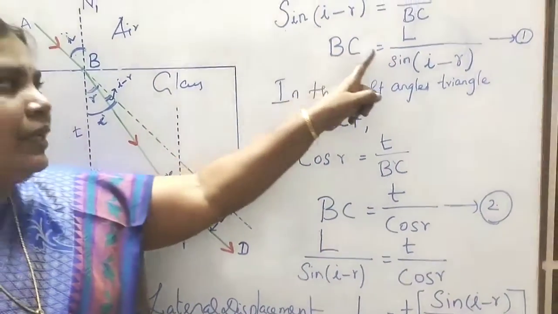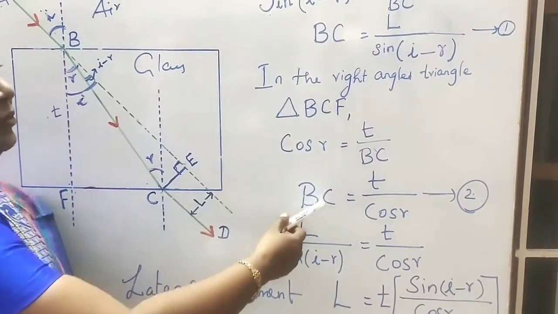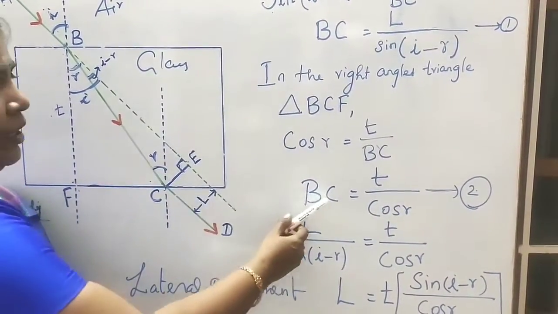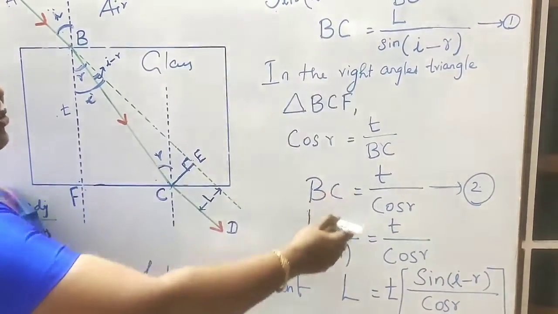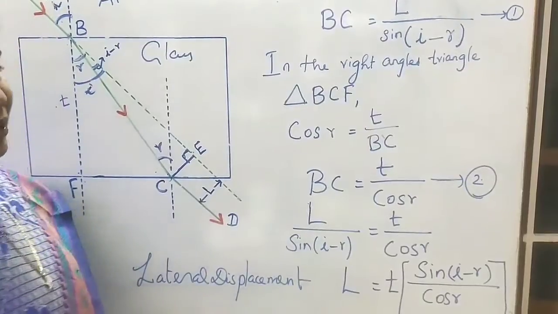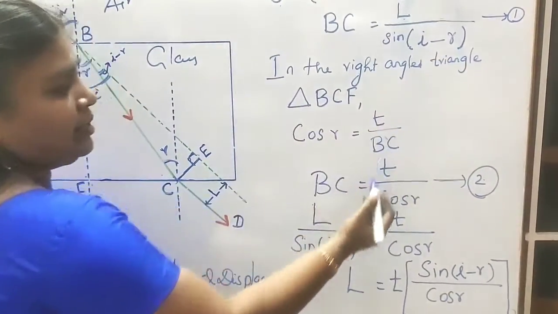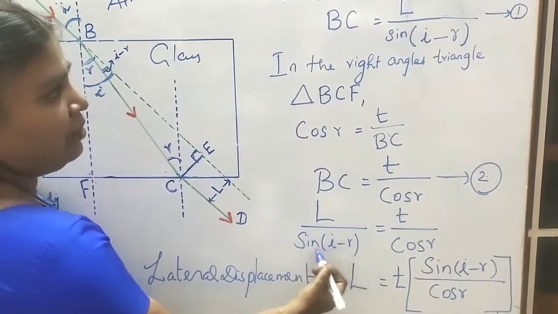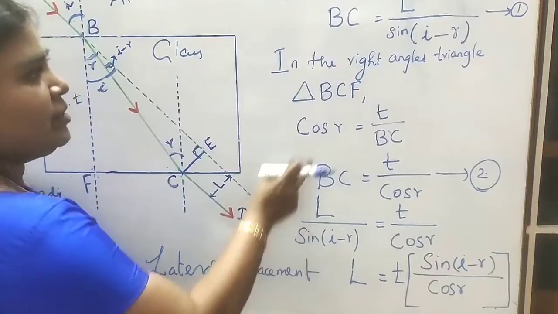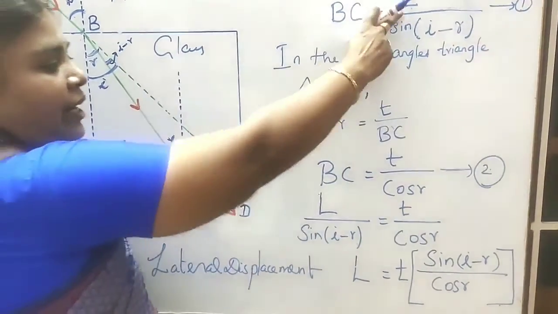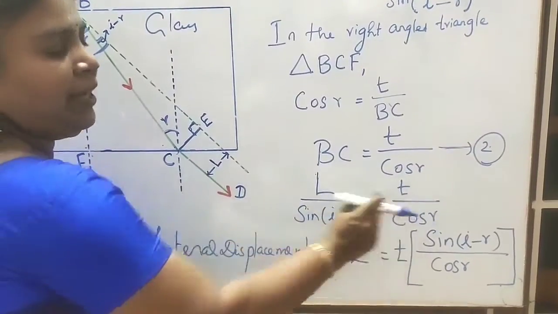Now compare equation number 1 with equation number 2. See the left hand side, here it is BC, here also BC. Left hand sides are equal, so the right hand sides are also equal. The right hand side of the first is L divided by sine of I minus R, and of the second is T by cos R. So L divided by sine of I minus R is equal to T by cos R.